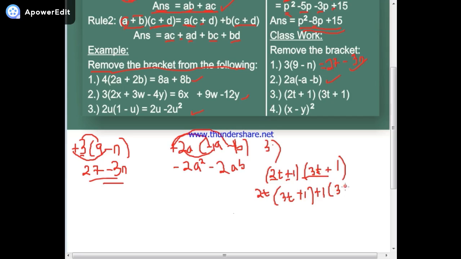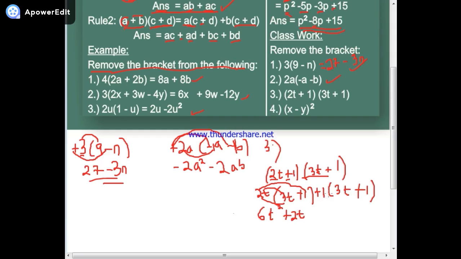So which will give us what? Now 2t times this, that is 2 times 3, that is 6. And t times t will give you what? T square. That is 6t square. Now the next one will go 2t times plus 1. That means you say 2 times 1 here. That is plus 2 times 1, that is 2. And join the t here to it, that is 2t.